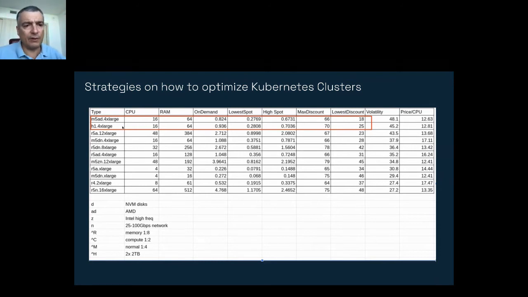Let the first two, for example, provide you the same CPU and the same memory quantity. They are not the same family. One is M5 80 and the other one is H1, but the discount is very different. So if you happen to be unlucky and you're in the availability zone where the M5 80 is only an 18% discount, maybe in the same availability zone the H1 4X will have the 70% one.